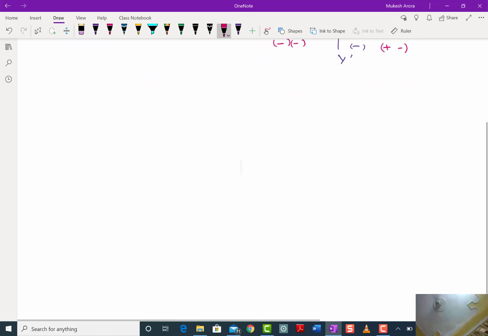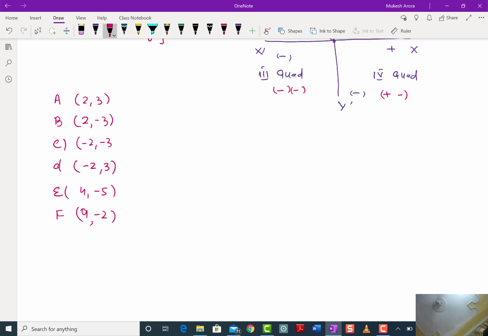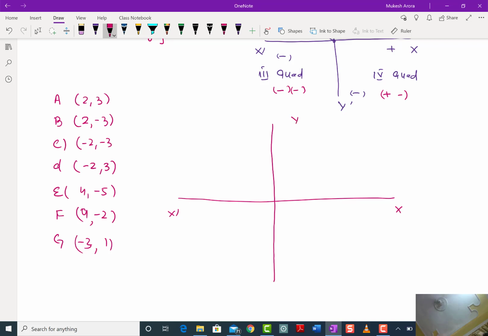So the coordinates in the first exercise, suppose we have A is 2 and 3, B is 2 and minus 3, C minus 2 minus 3, D minus 2 and 3, E 4 and minus 5, F 4 and minus 2, G minus 3 and 1. So we will draw two lines, this is the x-axis and this is the y-axis.